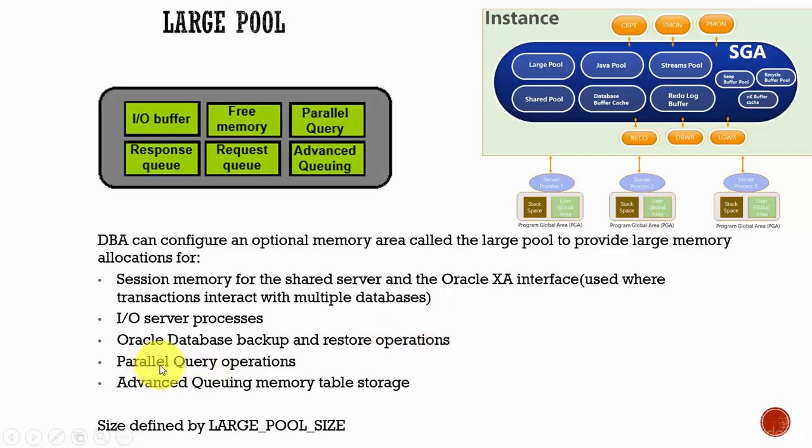And another one is your parallel query operations, and the final one, advanced queuing. Like this, whenever you encounter these five types of requirement, it is better to allocate large pool. Okay, remember these 5 points, and whenever you feel the need, make sure as a DBA to allocate the large pool. Okay, and also the size of the large pool can be defined by the initialization parameter large_pool_size. Okay.